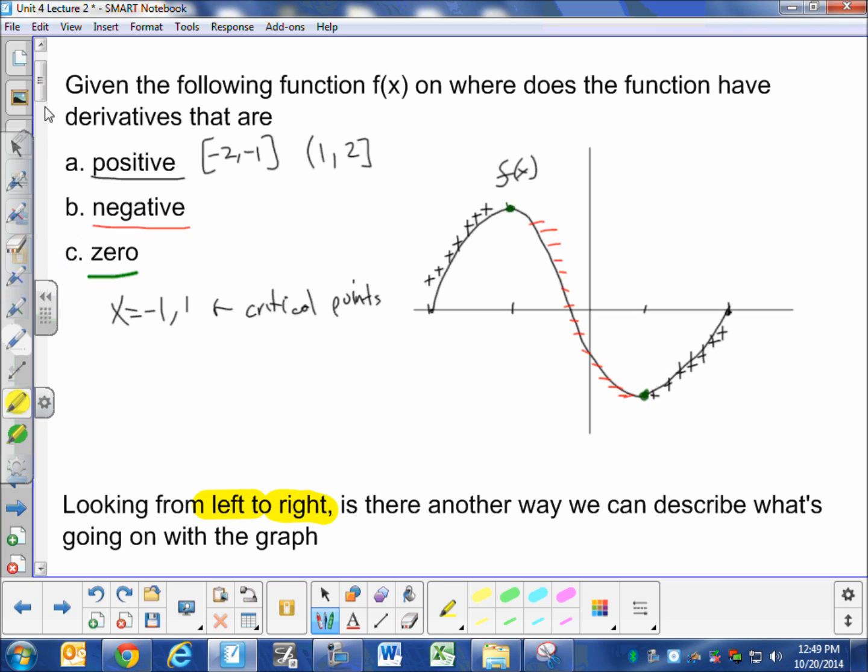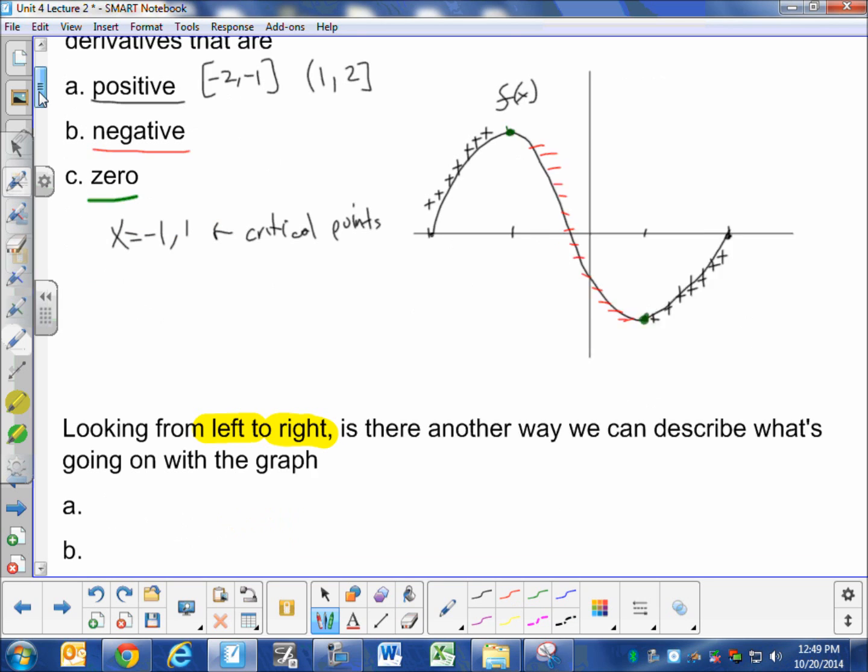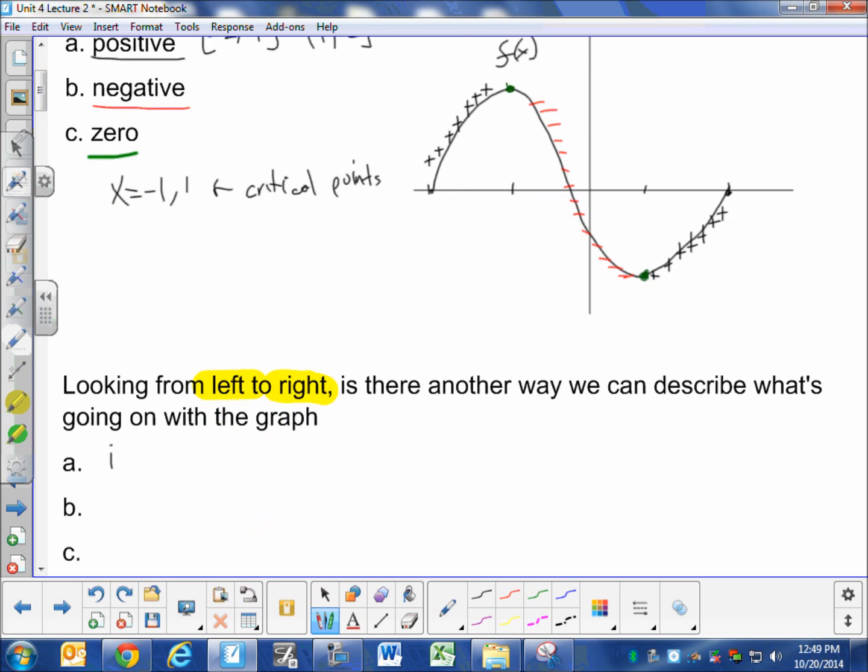We would say it's increasing when f prime was positive. It's decreasing when these derivatives are negative. And it's constant, or it's neither increasing nor decreasing at the 0 tangents.